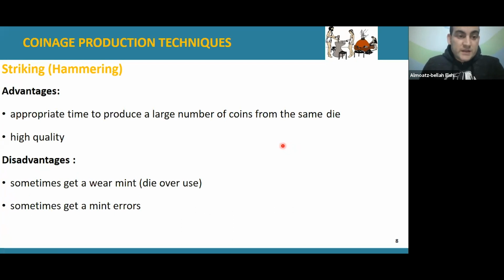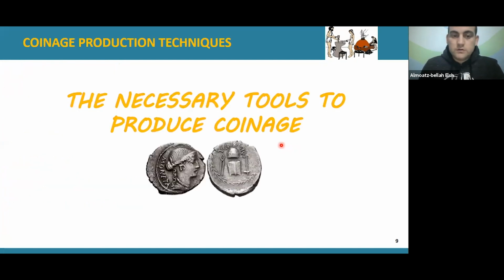For striking, the advantages are appropriate time to produce a large number of coins from the same die, and high quality. The disadvantages of the striking process: sometimes you get a worn mint, usually when the die is overused, and sometimes you get mint errors.